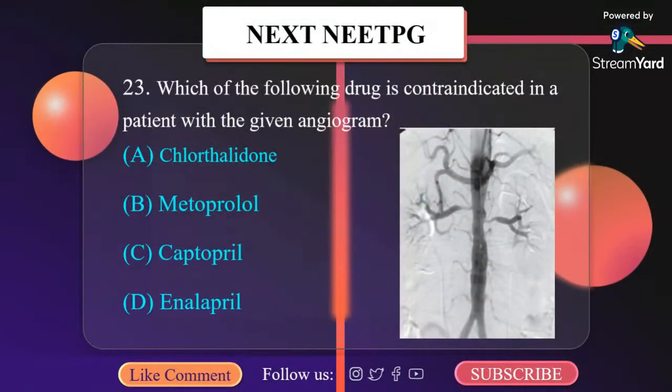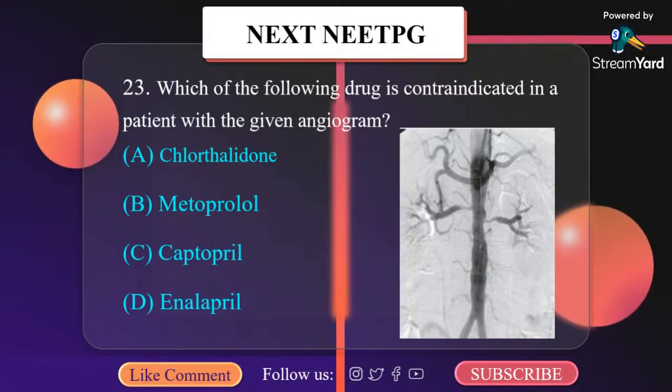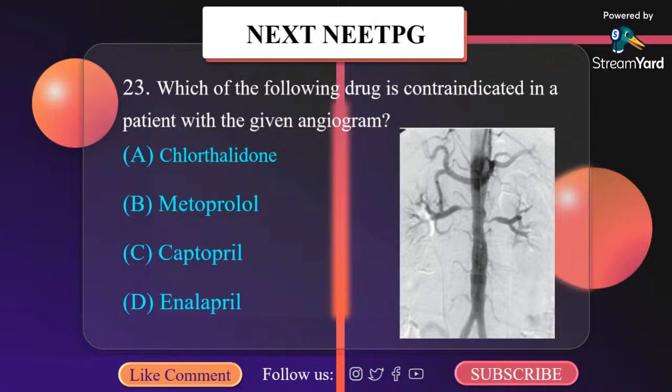Which of the following drugs is contraindicated in a patient with the given angiogram? A. Chlorthalidone, B. Metoprolol, C. Captopril, D. Enalapril. It is Captopril.